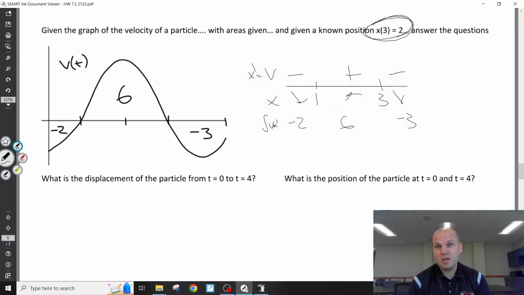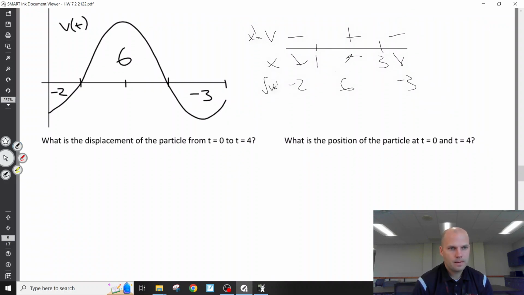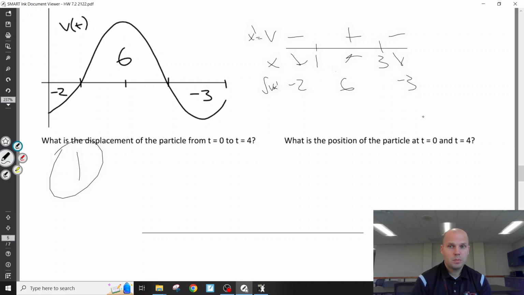Yo, they're telling me where I am at 3. Now, this is fun. From 0 to 4, I displaced 1. So I ended up 1 to the right of where I started. But then they're asking me where I am at 0 and 4. Okay, ready? Here we go.